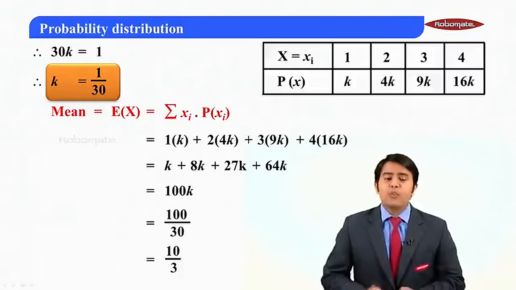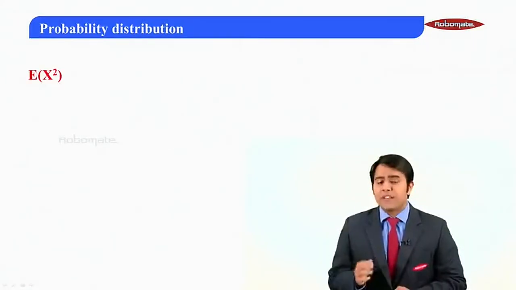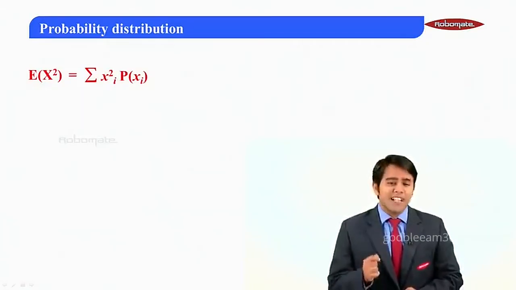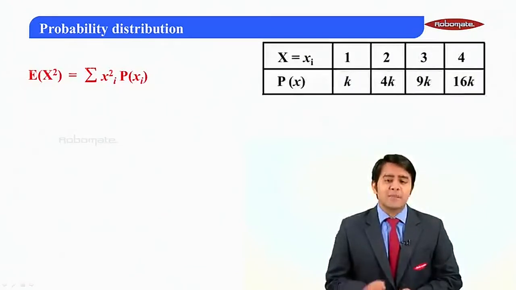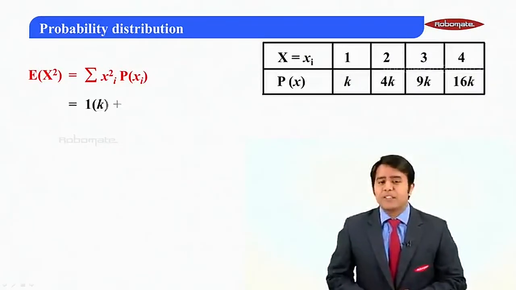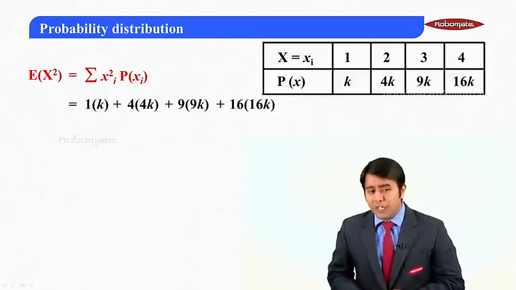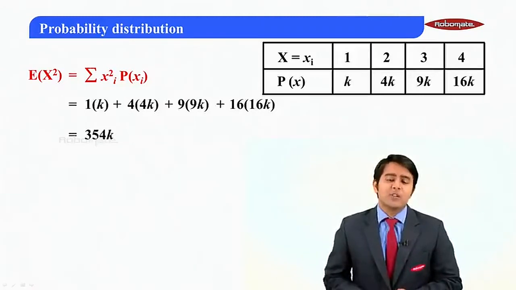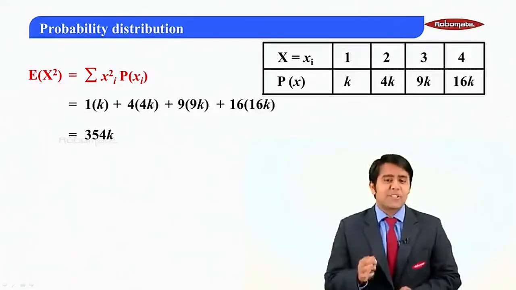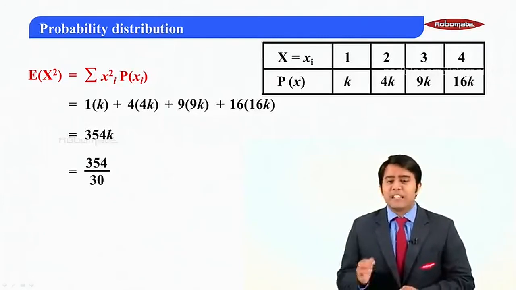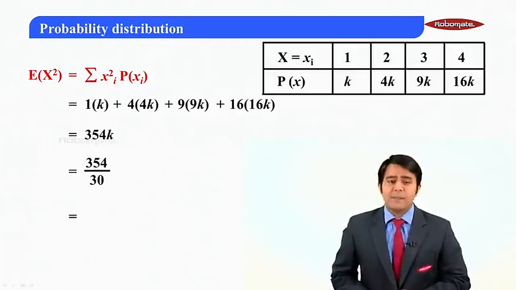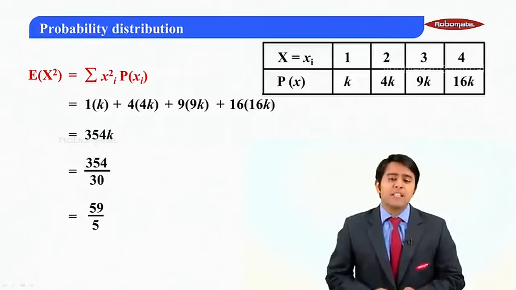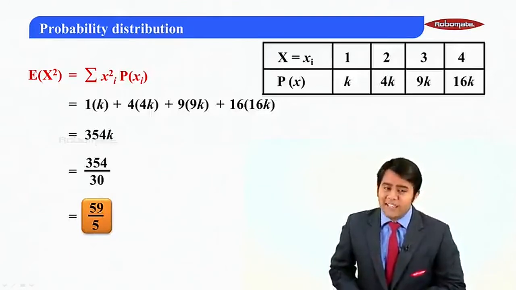Now moving further to the next part, we require E of x square also to find out variance. So E of x square is given by the formula summation xi square into p of xi. This is the table. Now just substituting the values from the given table: 1 into k plus 4 into 4k plus 9 into 9k plus 16 into 16k. This value turns out to be 354k. Substituting the value of k as 1 by 30, this term is 354 upon 30. On further simplification, this reduces to 59 by 5. This is the value for E of x square.